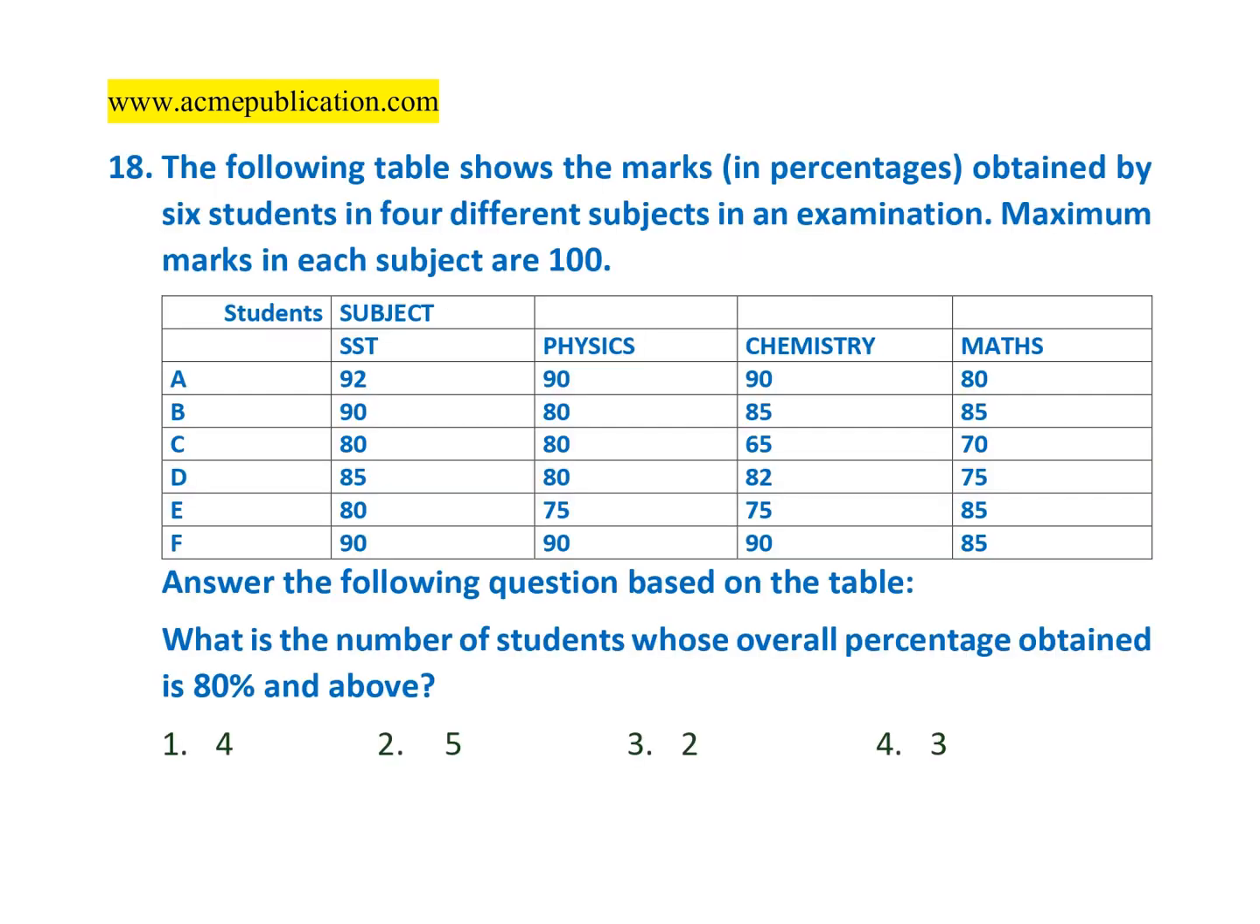Question 18. The following table shows the marks in percentage obtained by 6 students in 4 different subjects in an examination. Maximum marks in each subject are 100. Answer the following question based on the table. What is the number of students whose overall percentage obtained is 80% and above?